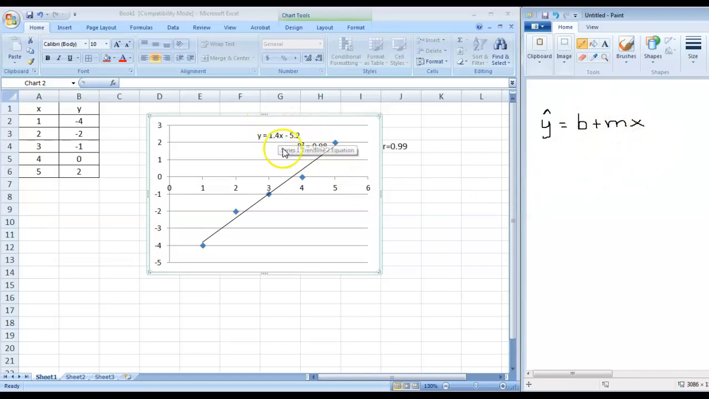So if I rewrite the equation of my linear pattern, this scatter plot, it will be y hat equals, and then b will be minus 5.2, plus 1.4x. Okay, and that will be the equation of my linear pattern. Okay, keep that in mind. I hope this helps.